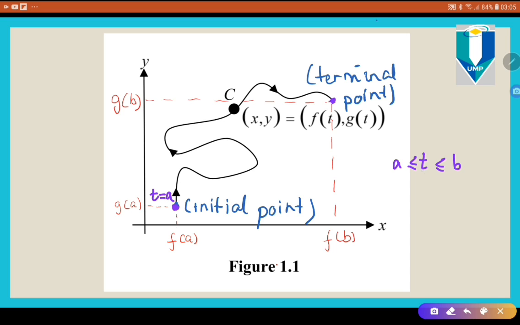If you imagine t to be the time, the particle is at the initial point and it moves along this curve here. As t increases, it moves along this curve. So you have the arrow, and the arrow is the orientation of the particle, and it ends over here when the t value is b. So f(b), g(b) is called the terminal point.